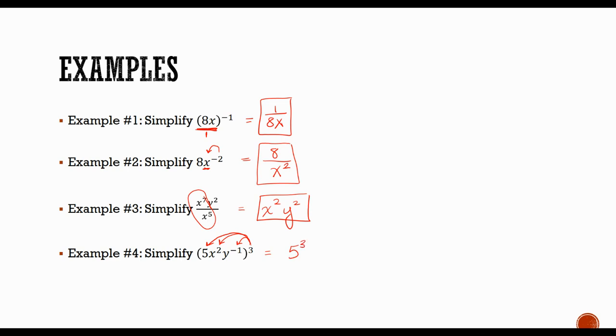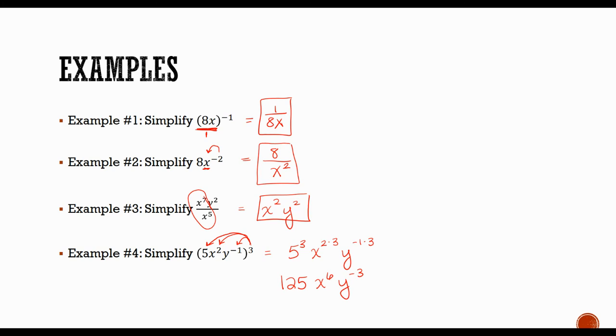cubed. Then we're going to multiply the exponent for the 2 and the 3 on the x. Then we're going to multiply the exponent for the -1 and 3 on the y. So 5 cubed is 125. That's 5 times itself 3 times. x to the 6th, y to the -3rd.